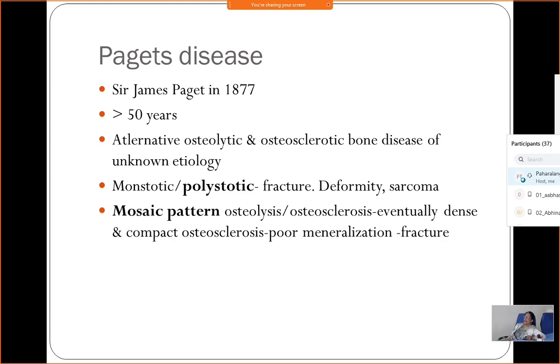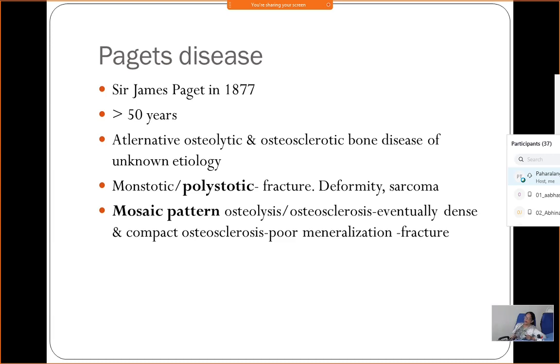As early as 1877, this disease was first recognized. Now, we do not know what causes this particular disease. It's more common in the Western countries. We do not see much of it in India. It especially happens with people who are above 50 years of age.